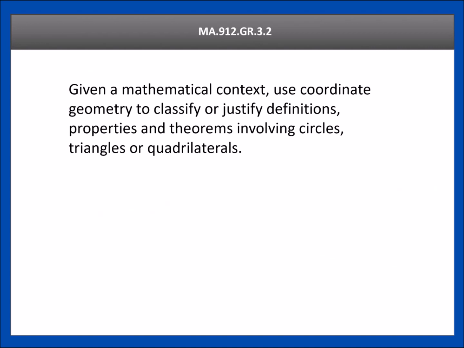All right, so we're moving on to the next topic. Given a mathematical context, use coordinate geometry to classify or justify definitions, properties, and theorems involving circles, triangles, or quadrilaterals. Here we haven't touched quadrilaterals yet, so we're not going to look at those, and we're not going to look at circles. We're just focusing on triangles, all right?